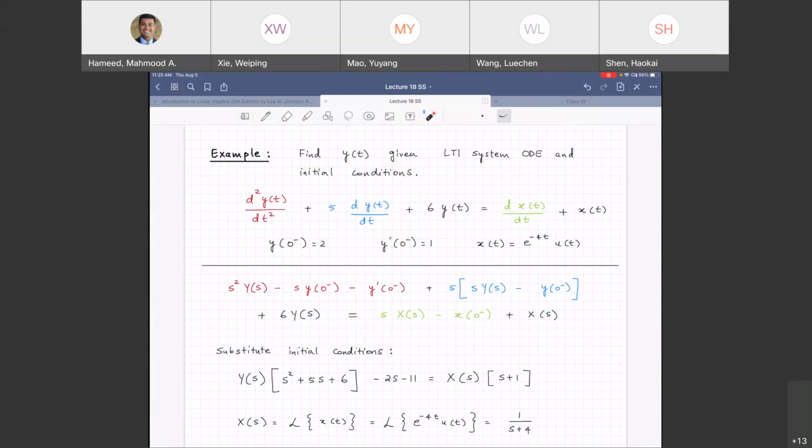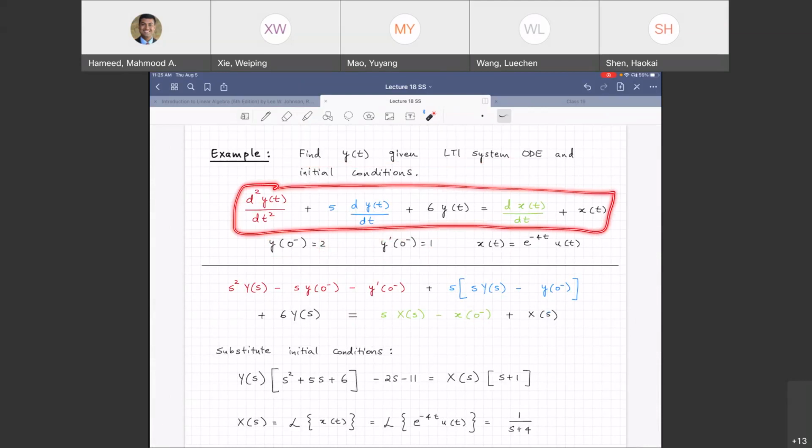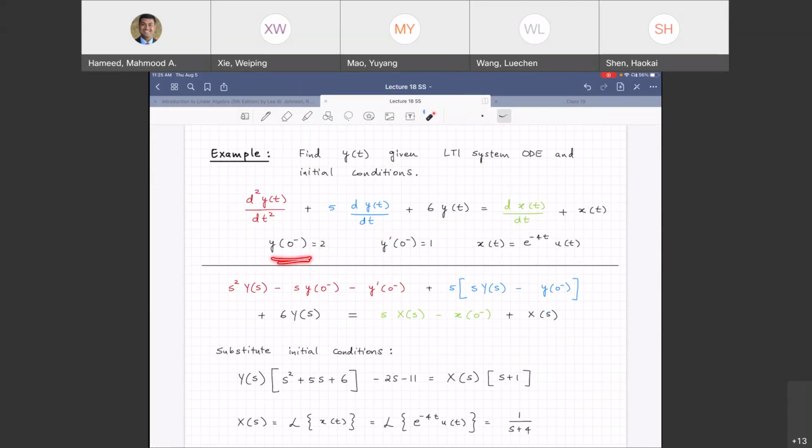Without initial conditions, you would have to treat that as a bilateral Laplace transform. But you are given the initial conditions over here, so you're going to treat that as a unilateral Laplace transform. So you've got the differential equation, the relationship between the input and the output. You are given that the output just before 0 was a 2, and the first derivative of the output just before 0 was a 1. You are considering the input as e to the minus 4t u of t.